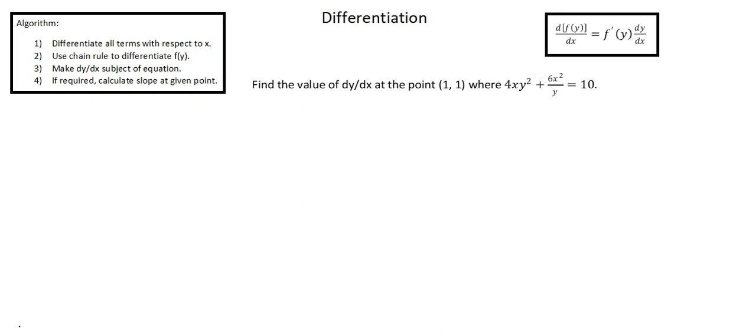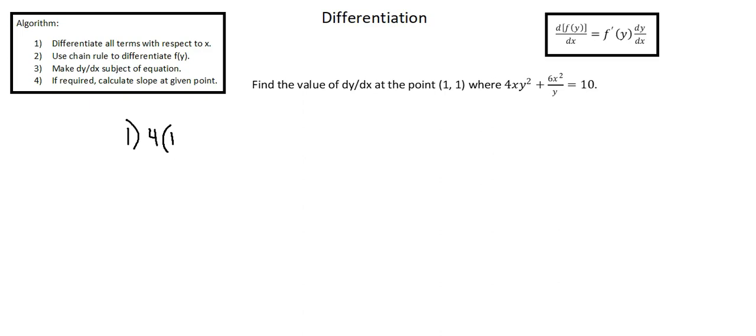And also noting step 2, anytime we see a function of y, we will use chain rule to differentiate f of y. Beginning with 4xy squared, we need to apply the product rule here. We're multiplying x times y squared. So we will have 4 times, and then I'll apply the product rule to the multiplication of our two functions.